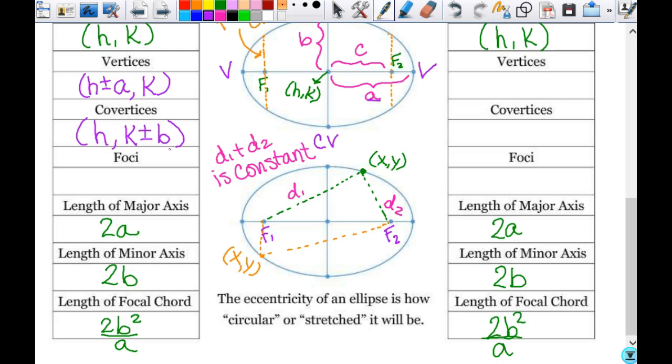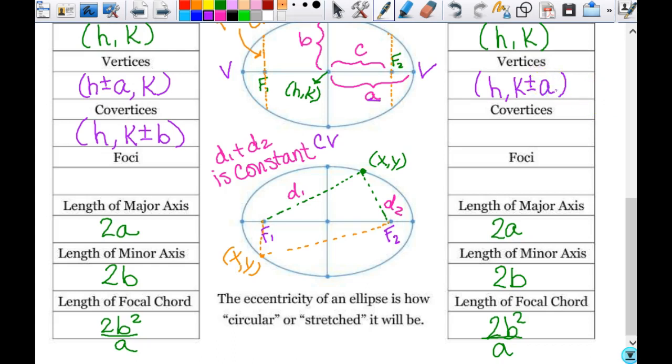Now, if it has a vertical orientation, which you'll have to look up at the top there, my vertices aren't H plus or minus A. What changes in this one? The Y value. So it's K plus or minus what? A or B? A, because it's along the major axis.